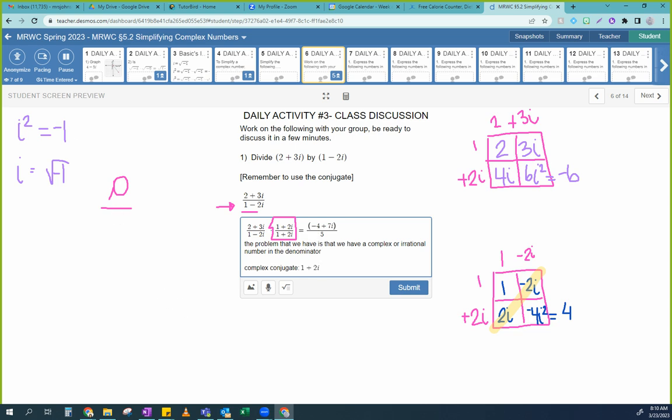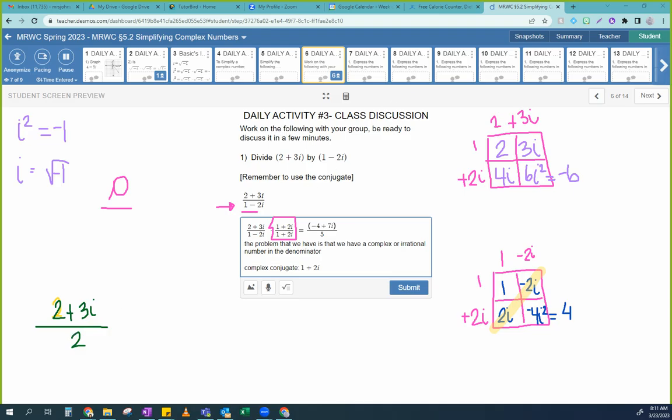Just a little note, as a reminder. If you had something like 2 plus 3i, and the denominator was divided by 2, you cannot cancel these 2's, because this 2 is under both of them. In order to do that, you'd have to pull a 2 out of both of them. So don't fall into that trap, because that's not correct.